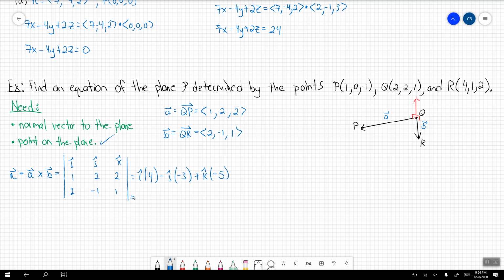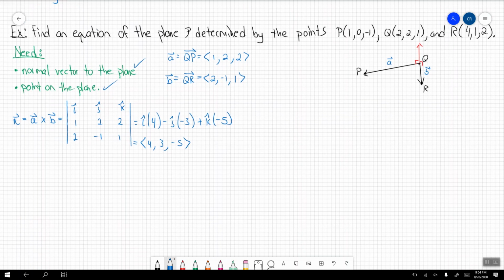So here's our normal vector, which in component form is going to be 4, 3, and negative 5. And again, it's 3 because the middle component is negative times a negative, which means we found a normal vector to the plane. Awesome. So we have everything that we need. All we have to do now is roll it all into that equation.